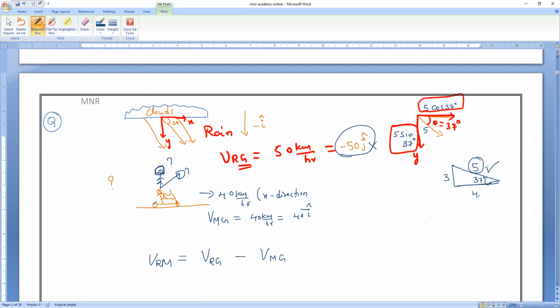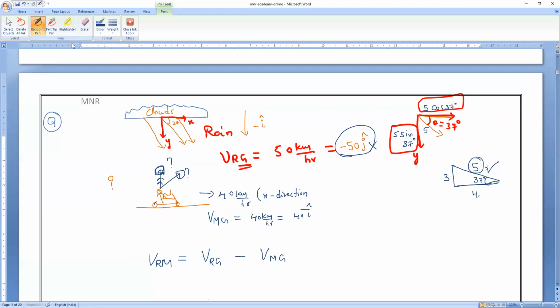Clear? Suppose, for example, if I mention theta here, can you tell me where the cos theta will come and where the sin theta will come? Here I am mentioning 37 degrees. Wherever theta is, that is the cos theta, and the opposite one will be sin theta. Always remember that.